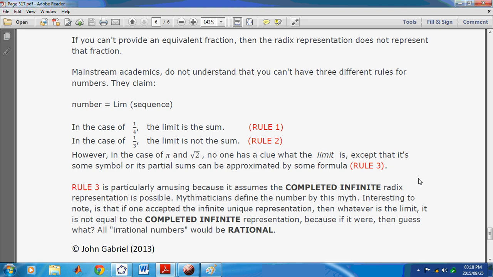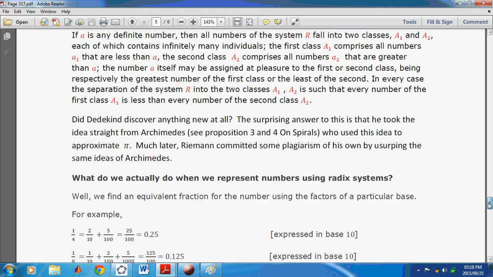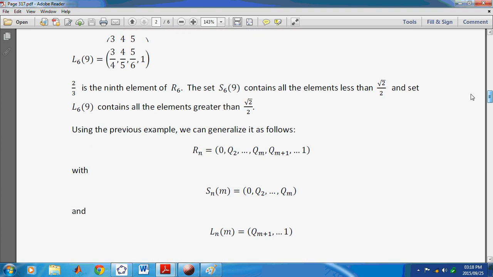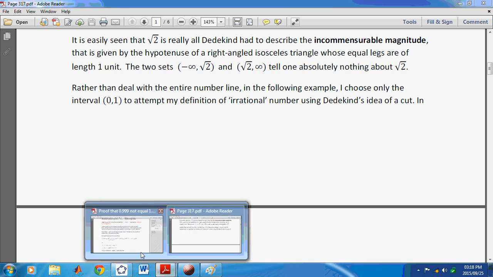Well, there is no such thing. Because if it were, then guess what? All irrational numbers would be rational, and that makes no sense at all. This document is a very damning document. Most mainstream academics do not like it because it's filled with facts that they can't refute. And I will provide a link to this document also when I upload the YouTube video.